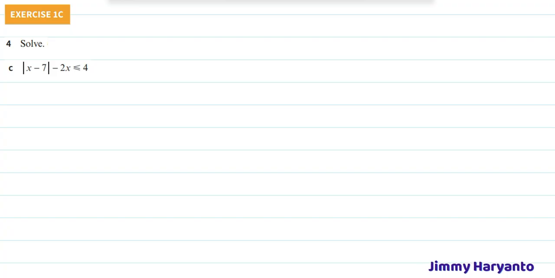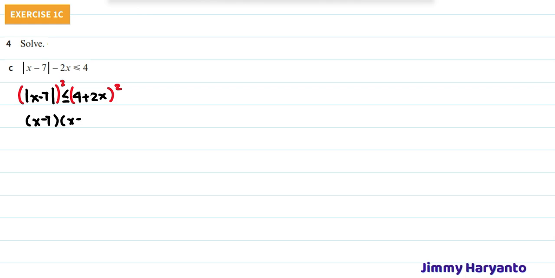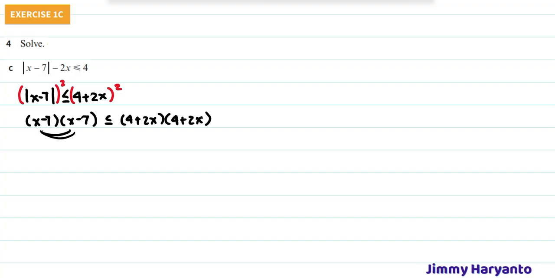Next is question 4. For question 4, we have to move the 2x to the right hand side first. Less than or equal to 4 plus 2x. This is not the first and the second type, so you have to square both sides. x minus 7 squared, that means x minus 7 times x minus 7, less than or equal to 4 plus 2x times 4 plus 2x. Okay, multiply them like this.